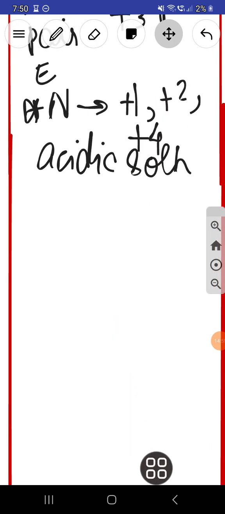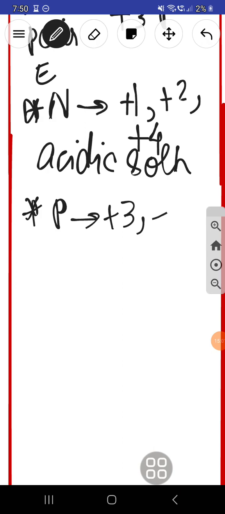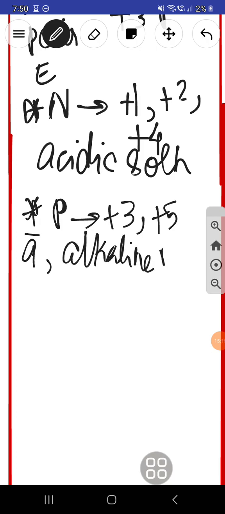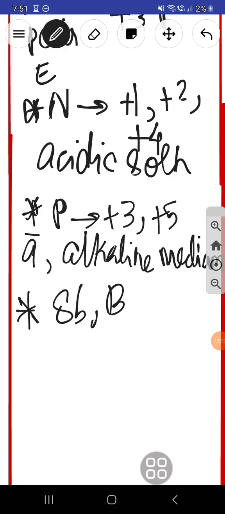Next we are going to talk about phosphorus. Phosphorus shows +3 and +5 oxidation states. Phosphorus undergoes disproportionation in both acidic as well as alkaline medium. Due to this, the +3 oxidation state is highly stable in elements like, which are they? Tin, antimony and bismuth. The +3 oxidation state is very highly stable.